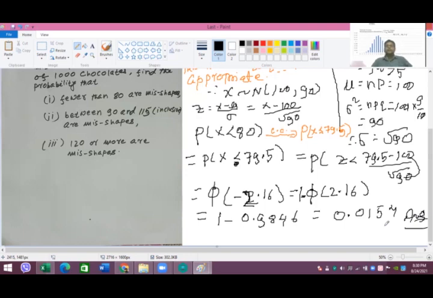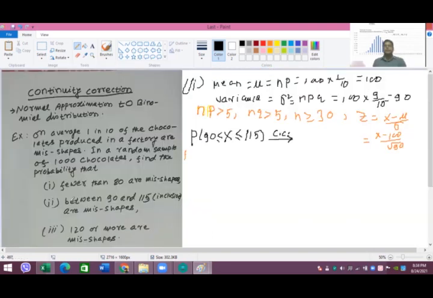Now in the second part of this question it says find the probability between 90 and 115 inclusive. So 90 and 115 are both included here, and we find the probability between 90 and 115. So apply the CC, which means the continuity correction. What happens here is that both 90 and 115 have been included.